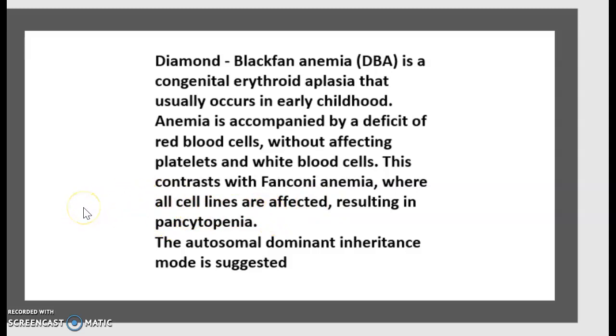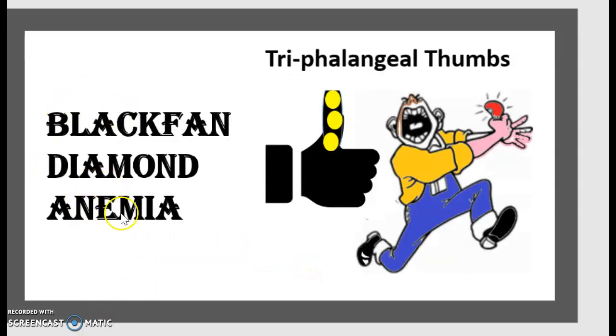From the genetic standpoint, the autosomal dominant inheritance mode is suggested. For DBA, think about triphalangeal thumb.